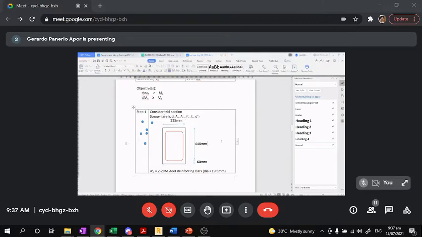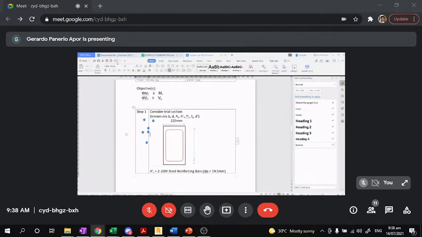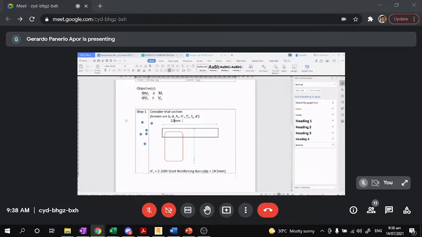I will ungroup this first, and then extend this one. This is supposedly 1 meter. So I will establish that as 1 meter.